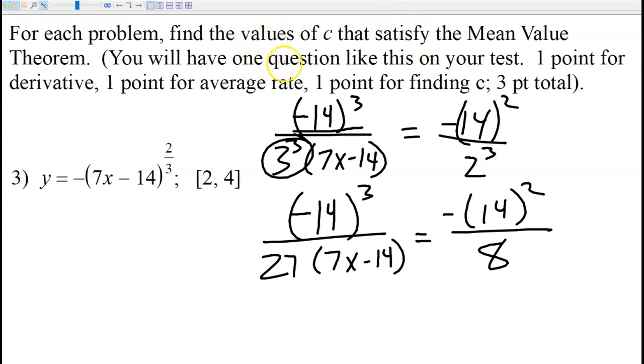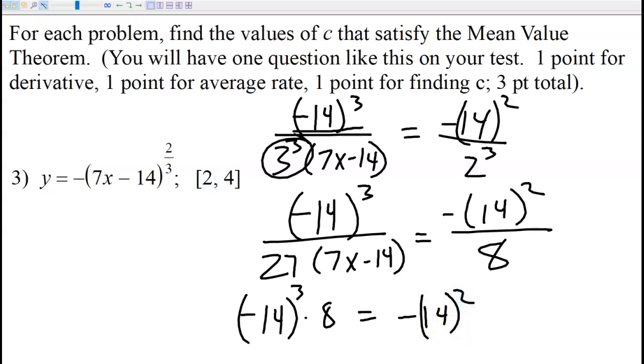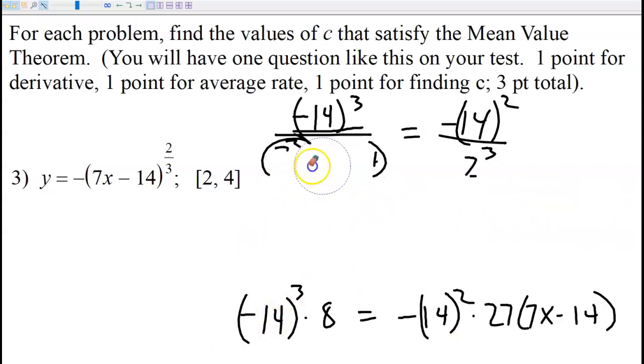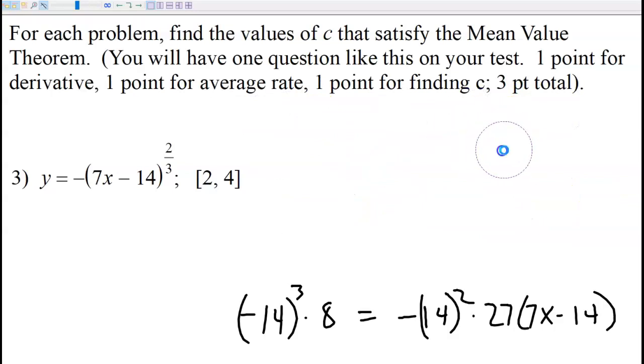Okay, so now we're going to cross multiply, right? So we're going to do the number on the top left multiplied by the number on the bottom right. And we're going to do the number on the top right multiplied by everything on the bottom left. You guys will notice I still haven't done the 14 to the 3rd power.